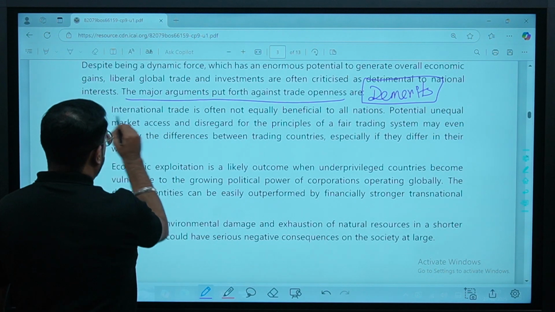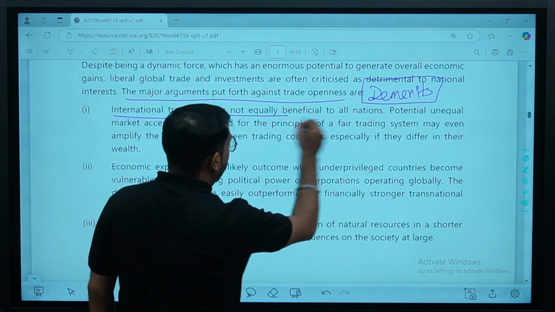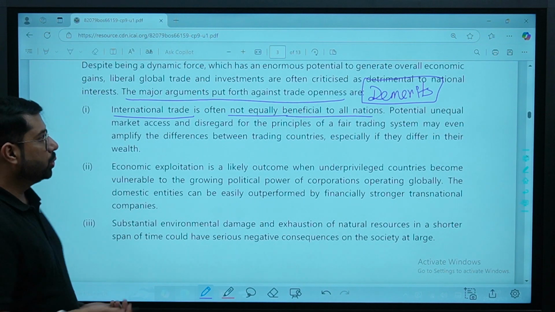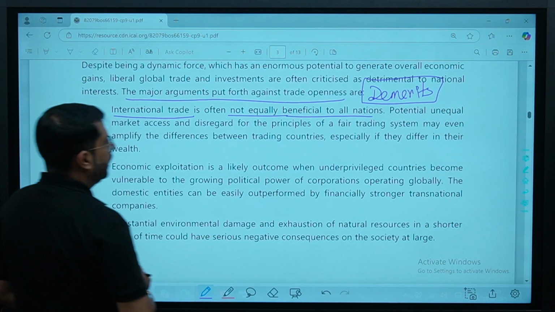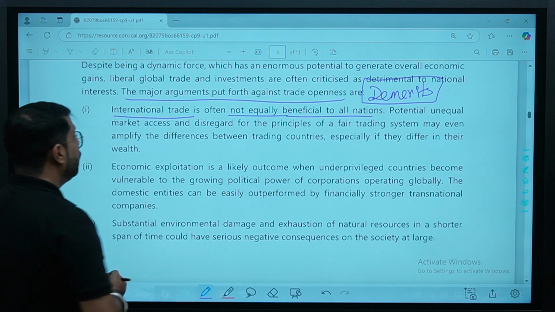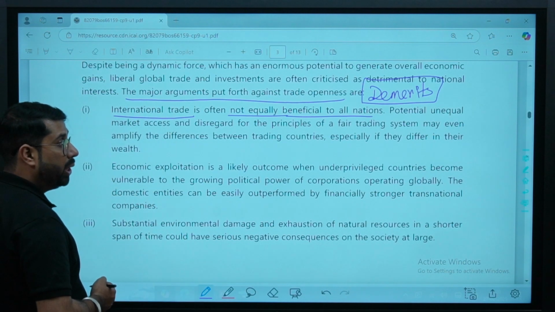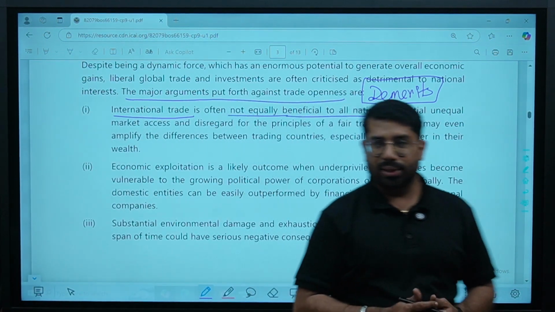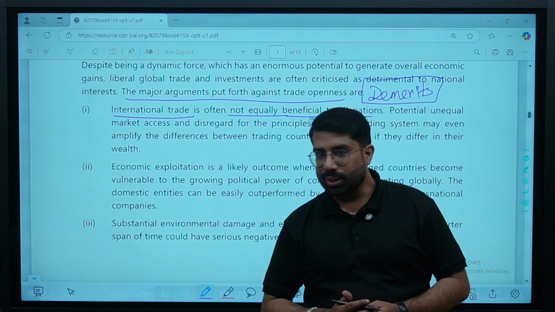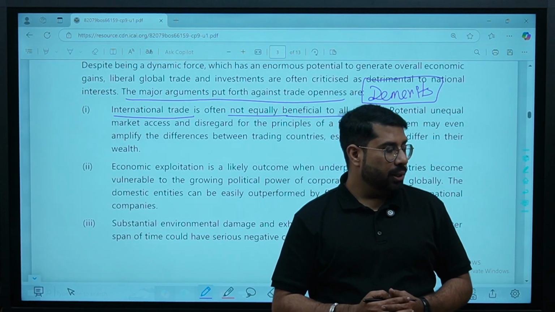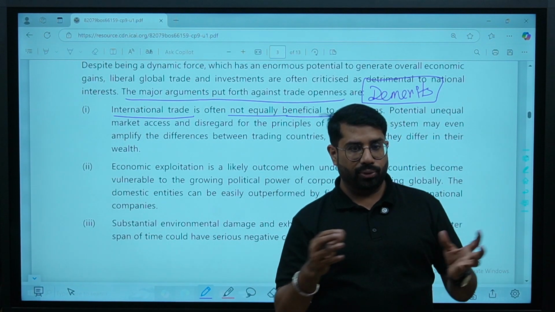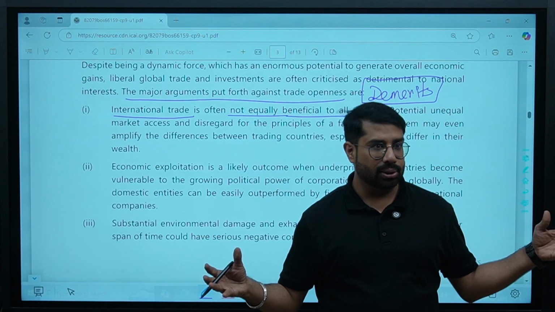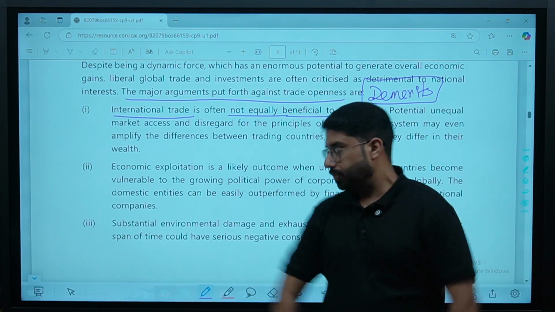First, it says international trade is often not equally beneficial to all nations. Very true. It could not be equally beneficial for all nations. Potential unequal market access and disregard for the principles of a fair trading system may even amplify the differences between trading countries, especially if they differ in their wealth. It is simply like the distribution of wealth. If a country is wealthy and is dealing with a country which is less wealthy, then in spite of covering up the difference, it might lead to more differences between these two countries. Are you clear? Yes or no? Yes.